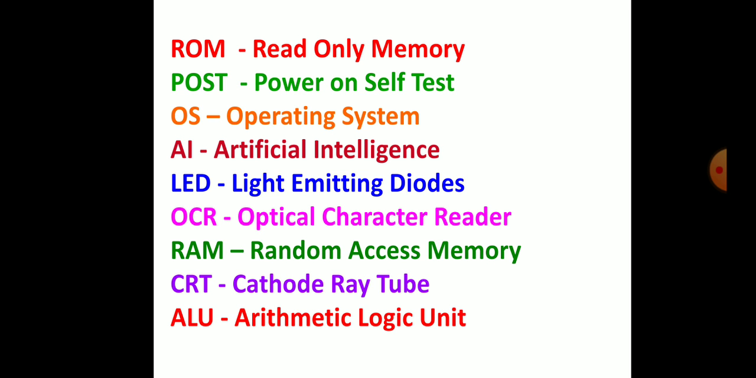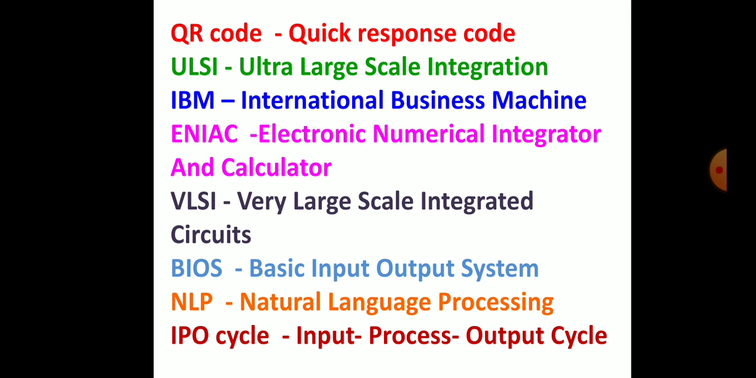OCR, Optical Character Reader. RAM, Random Access Memory. CRT, Cathode Ray Tube. ALU, Arithmetic Logic Unit. QR Code, Quick Response Code. ULSI, Ultra Large Scale Integration. IBM, International Business Machine. ENIAC, Electronic Numerical Integrator and Calculator. VLSI, Very Large Scale Integrated Circuits. BIOS, Basic Input Output System. NLP, Natural Language Processing. IPO cycle, Input Process Output Cycle.